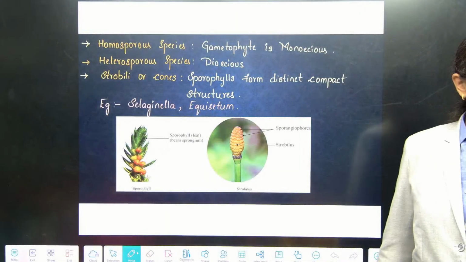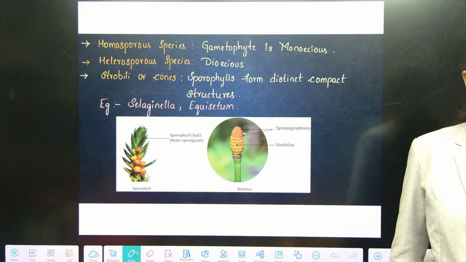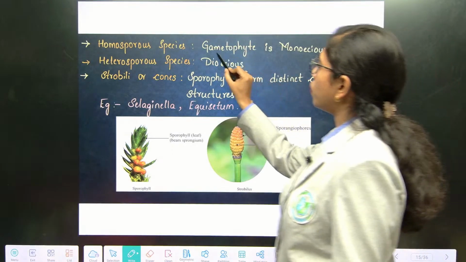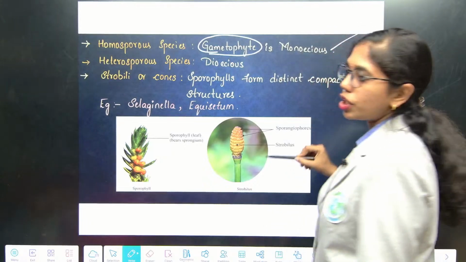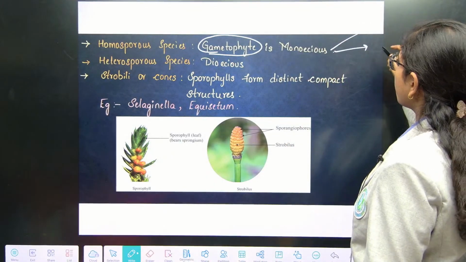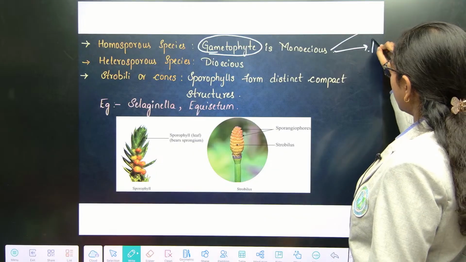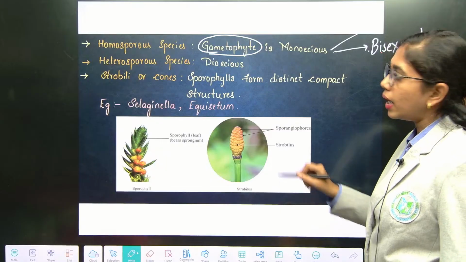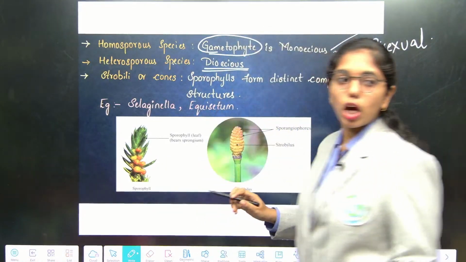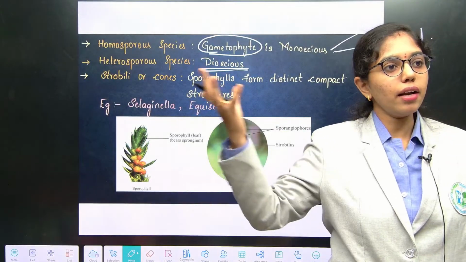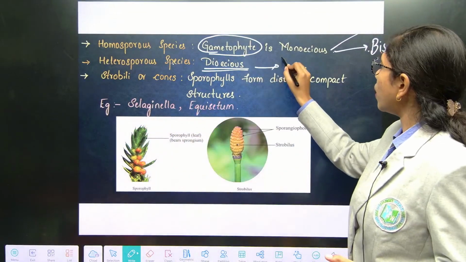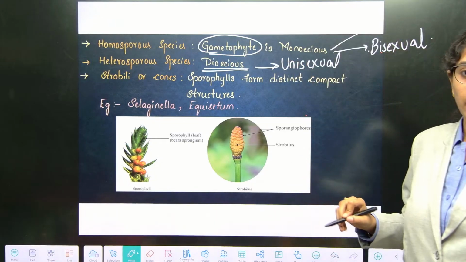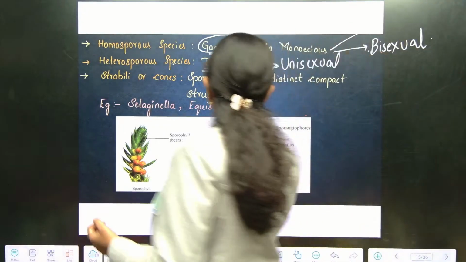So you are clear with homosporous, heterosporous conditions, sporophyll, leptosporangiate, eusporangiate, everything is clear, right? Now, in homosporous, gametophyte is what type? Monoecious. Monoecious means what? Bisexual or homothallic. Okay. Heterosporous are dioecious because 2 separate you are getting, right? Male gametophyte and female gametophyte. This is also known as what? Unisexual. Clear, no?